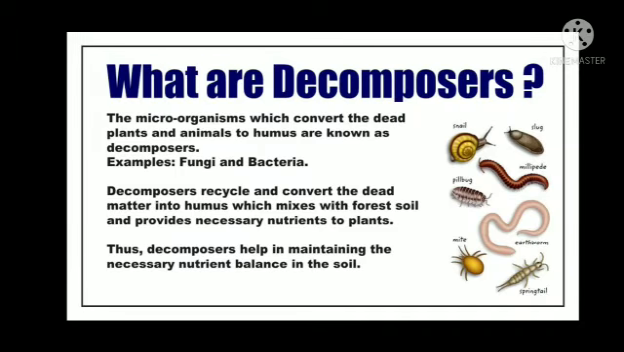What are decomposers? The microorganisms which convert the dead plants and animals to humus are known as decomposers. Examples: fungi and bacteria. Decomposers recycle and convert the dead matter into humus, which mixes with the forest soil and provides necessary nutrients to plants. Thus, decomposers help in maintaining the necessary nutrient balance in the soil.